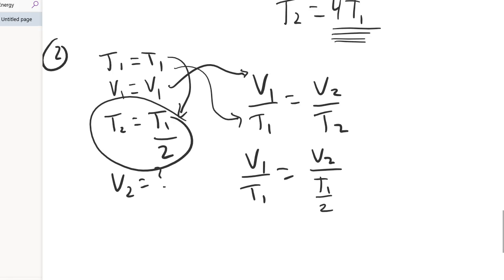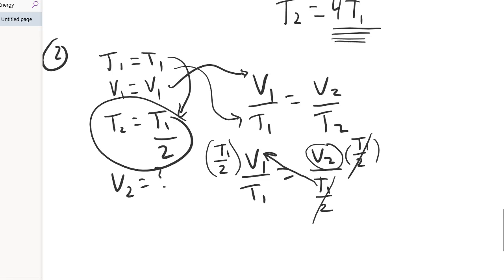Once again, we can cross multiply, and because we want to solve for V2, all we have to do is multiply by T1 over 2 on both sides. And if we do that, then T1 over 2 gets divided out there, the T1 gets divided out here, and we actually end up with V1 over 2 equals V2. So what happened when we decreased the temperature by half? Well, the second volume actually decreased by half. So they're exactly proportional to each other. When you increase one, the other one's going to increase. When you decrease one, the other is going to decrease.